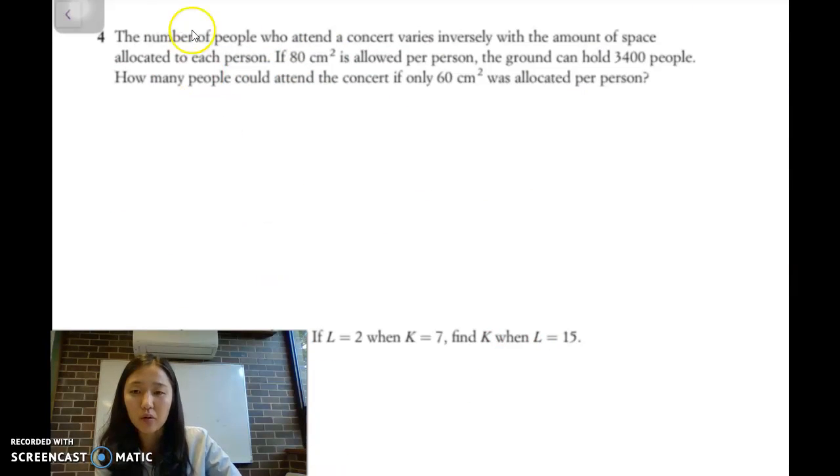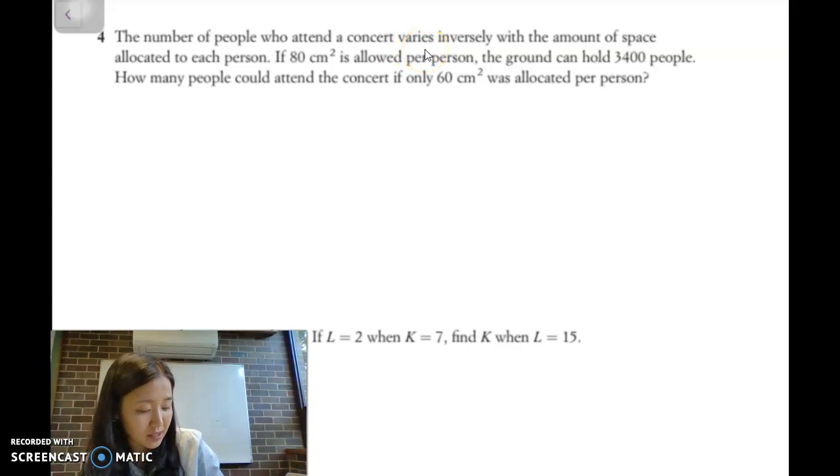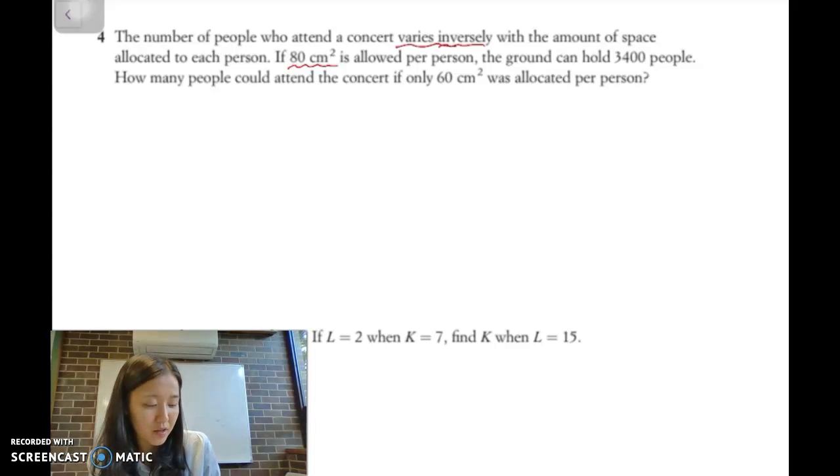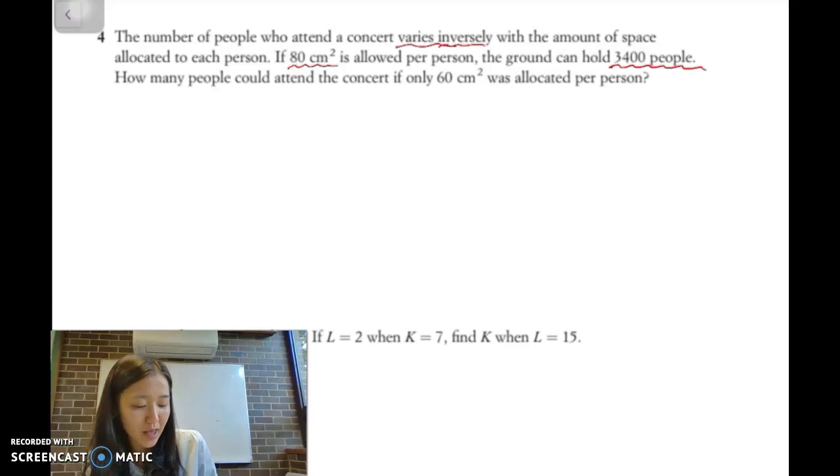Question 4. In this case, the number of people who attend a concert varies inversely with the amount of space allocated to each person. If 80 square centimeters is allowed per person, the ground can hold 3,400 people. How many people could attend the concert if only 60 square meters was allocated per person?